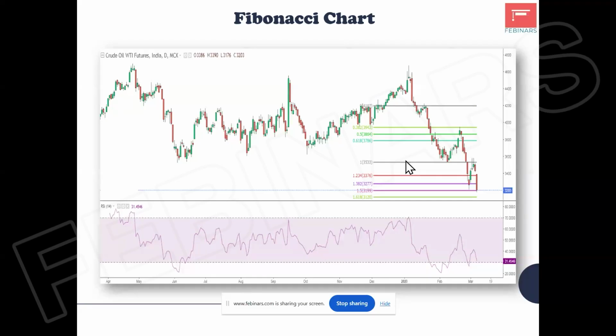Hope all of you can see the charts. I believe so. The chart is visible. Say yes on the chat box. The presentation is visible to all of you. Great. For everyone it is visible.